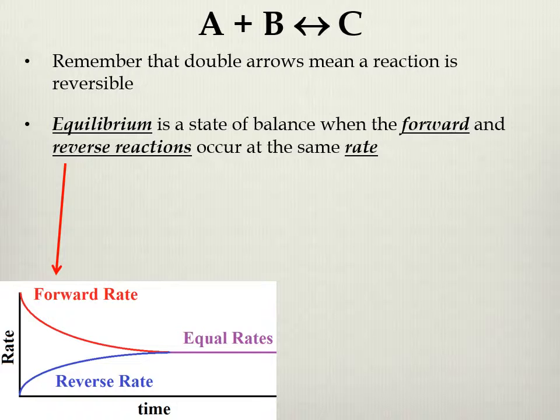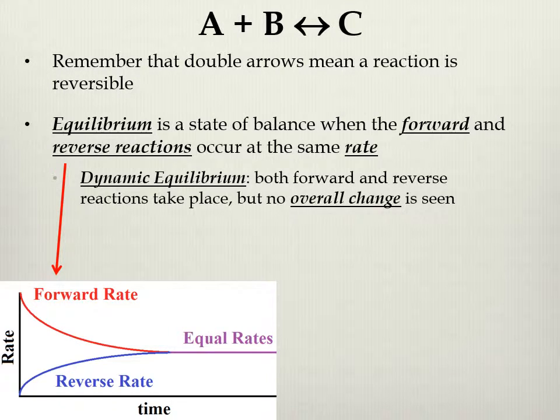They may have always been the same speed, or they may have had one slow down, the other one speed up, like in this picture, until they actually end up getting to be the same speed. But the important thing is the rates are equal to each other. One is not happening faster than the other. Now you might hear this called dynamic equilibrium, when there are changes happening, but the changes cancel out, so we don't see any overall change.